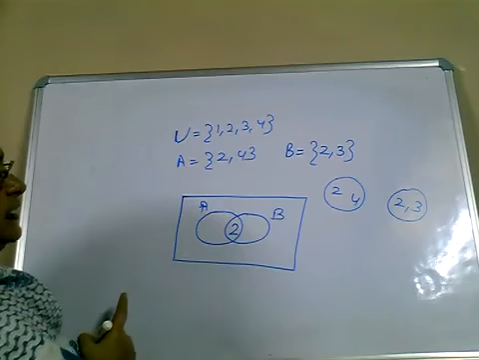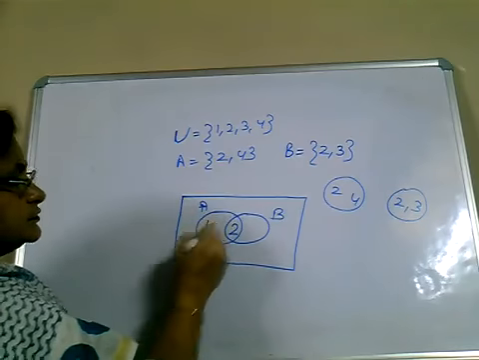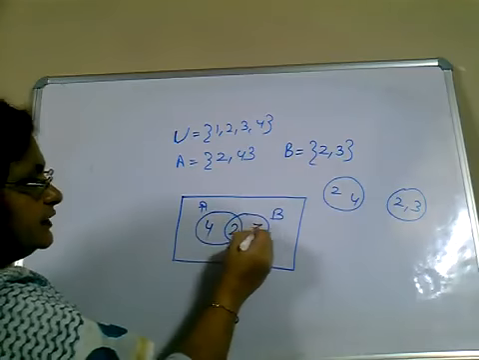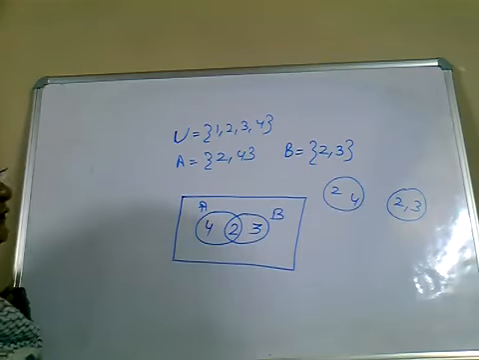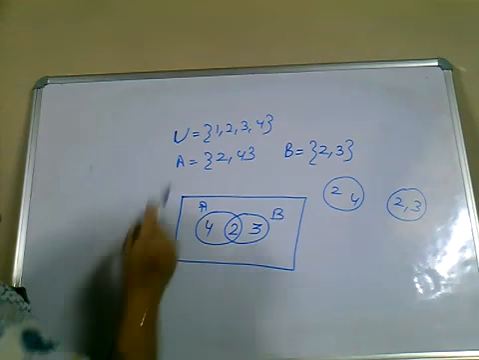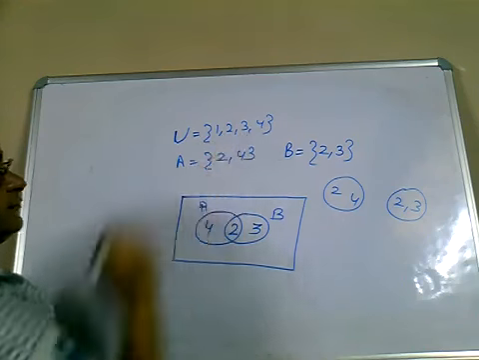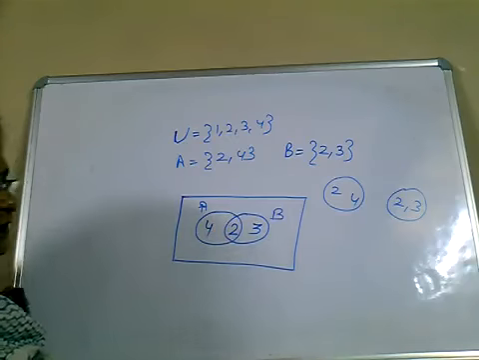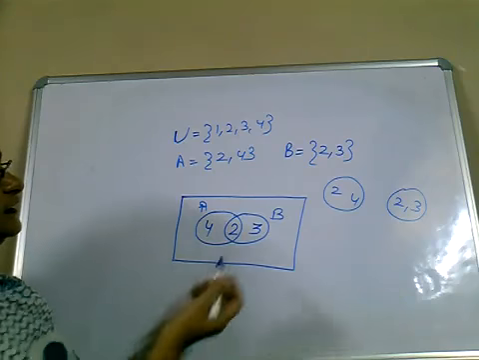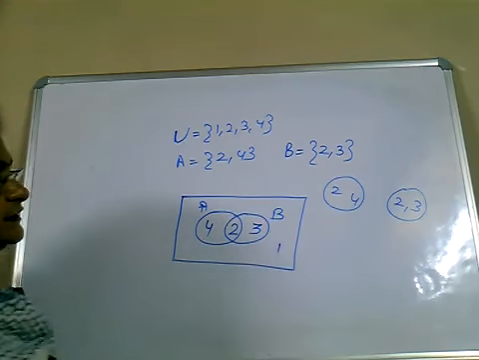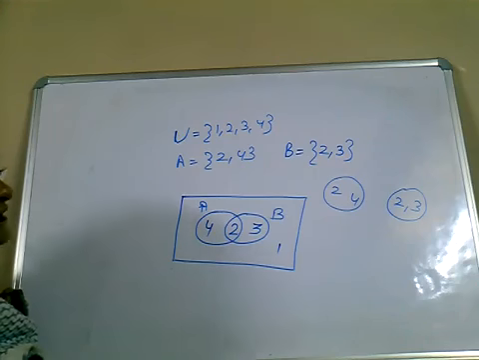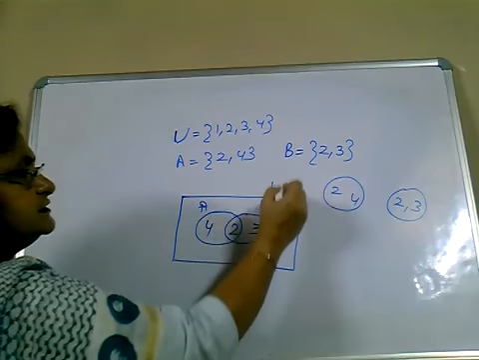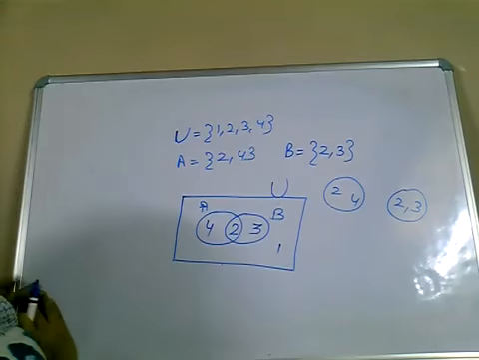Now in A we are left with only 4, so we can write 4 here. In B we are left with 3, so we can write 3 here. And in the universal set we have 4 elements, 1, 2, 3 and 4. But 4, 2 and 3 are already present in set A or B. So only one element is left, that is 1. Anywhere in the rectangle we can write 1. So in this way we can represent this data in a Venn diagram, and this is the universal set. Let's take some more examples.